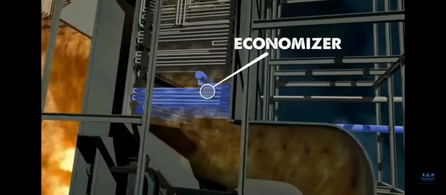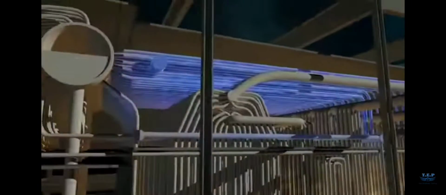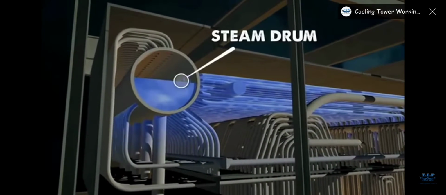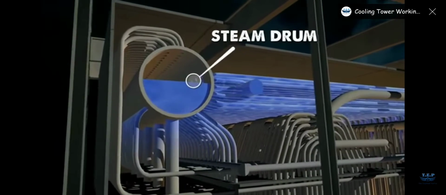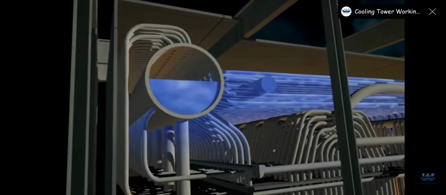Liquid water is pumped into the system at the economizer. Gradually, it's heated to boiling temperature before gathering at the steam drum, the system's main distribution hub for circulating water and steam through the boiler.